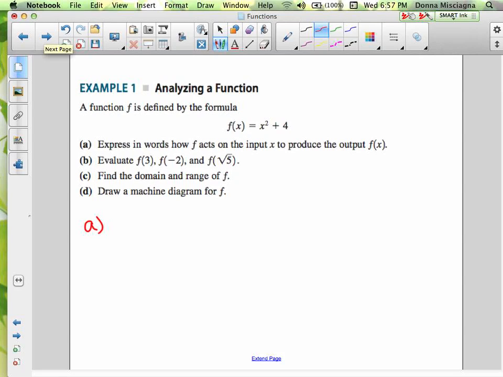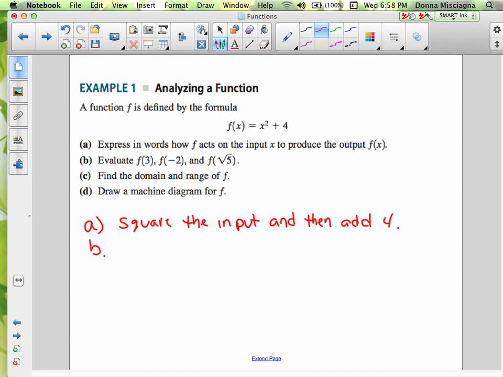All right, so what do we have? We have x squared. So we square the input, and then we have plus 4. And then add 4. Notice we have to square first, then we add 4.